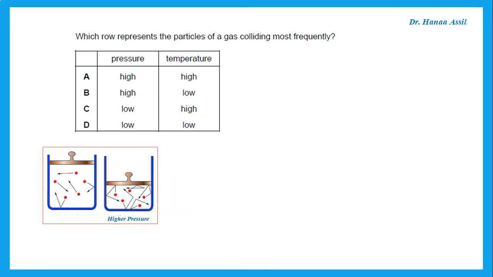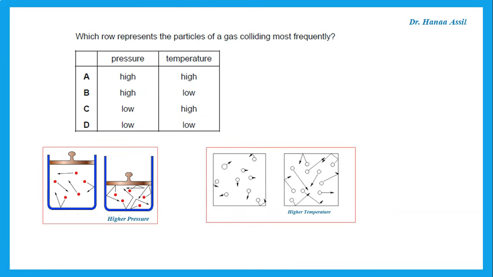What about temperature? At high or low? We said at high temperature, the particles have more energy, so they're moving faster, so they will collide more frequently. So this happens at high pressure and at high temperature.